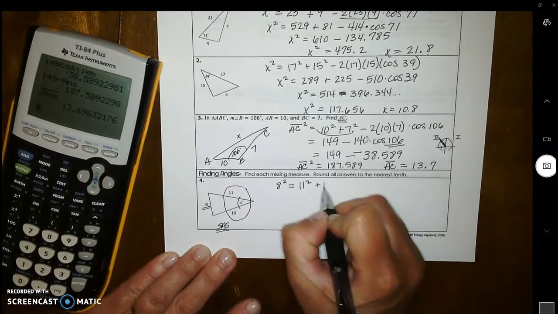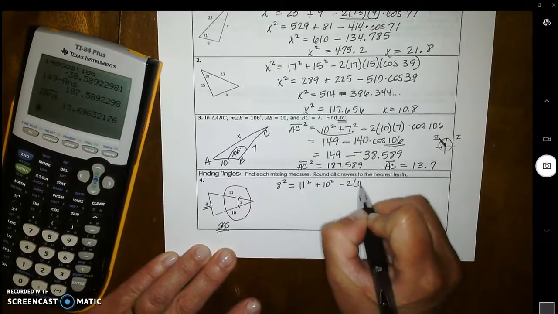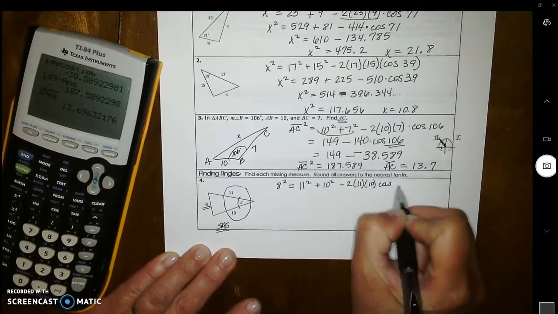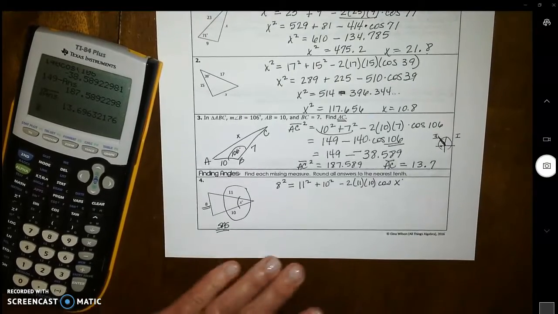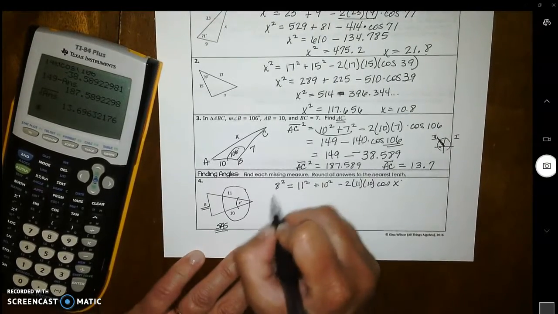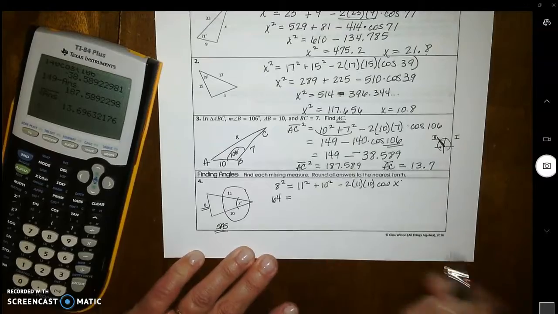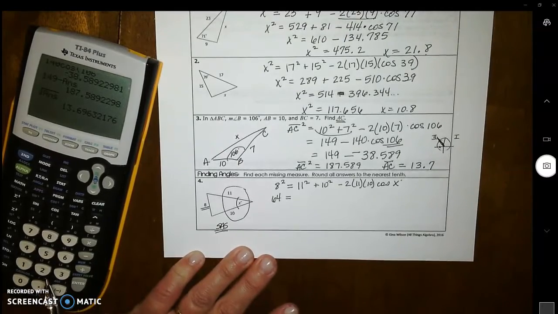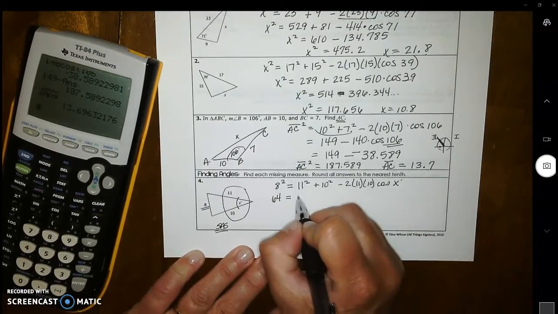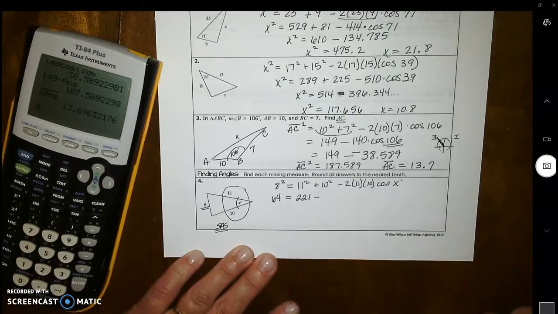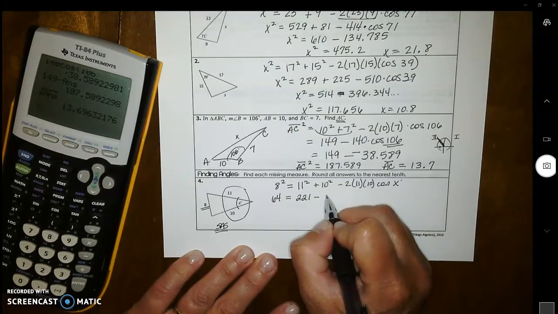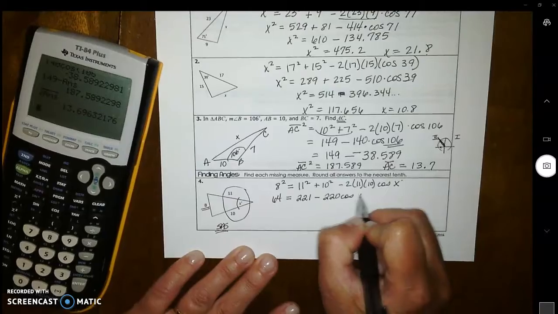So I have 11 squared plus 10 squared minus 2 times 11 times 10 times the cosine of, I don't know, okay? So here we go. 8 squared is 64. 11 squared is 121 plus 100 makes 221, minus, what is this, 220 times the cosine of x.